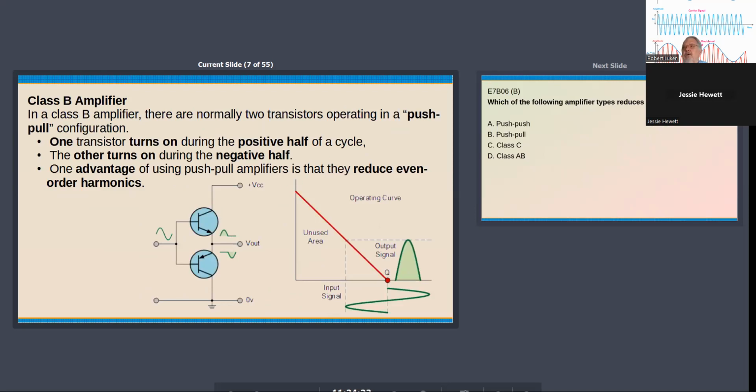Okay, Class B or push-pull. Okay, we got two transistors. And like I said, one is set up to amplify the positive portion of the waveform, the other one the negative. It operates on that load line, except at the bottom. So it goes from saturation up. So each transistor is conducting for half of the cycle. The one advantage of doing that is it gets rid of the even order harmonics.